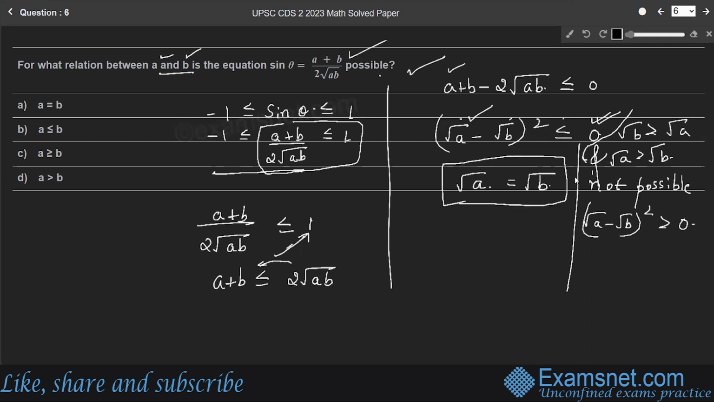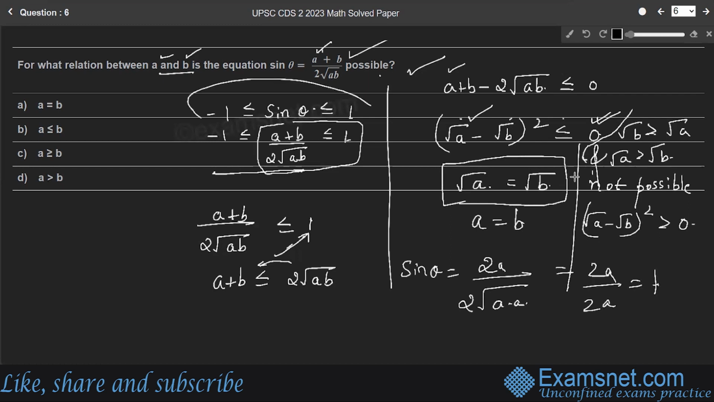Then only the given expression becomes sine theta. Root a is equal to root b means a is equal to b, for any value of a and b. Sine theta becomes a plus b by 2 root of ab. So if you take b as a, it becomes 2a by 2 root of a into a, therefore it becomes 2a by 2a, which is 1.